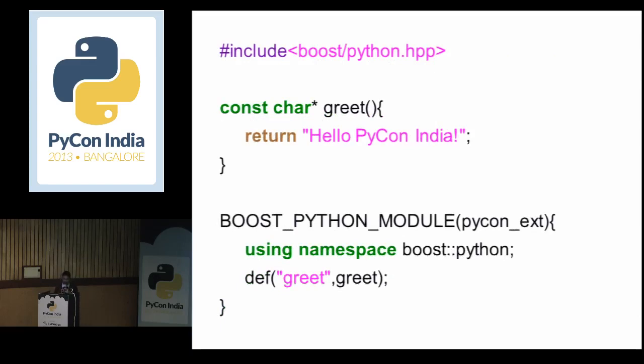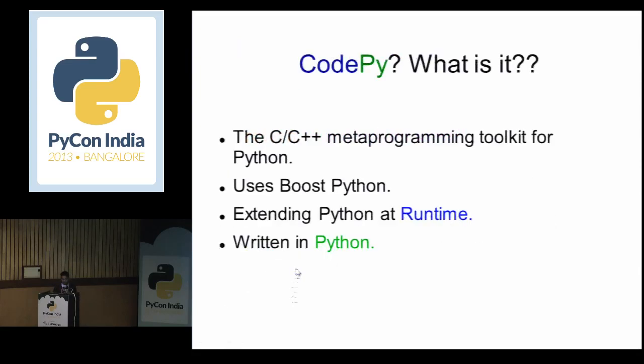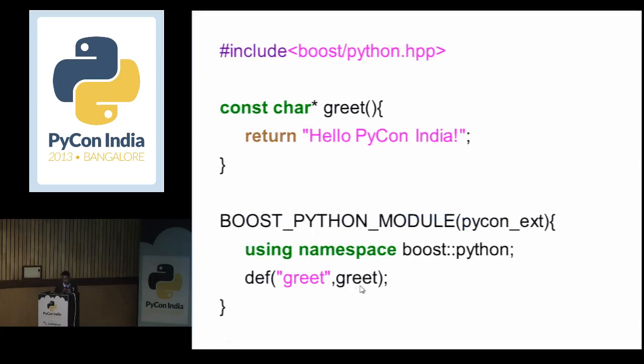What you need to do is you just compile it, build a shared library, and you have to import it to Python. So basically the macro here, Boost Python module, what it does is it initializes the initialization function and method definition functions, and pycon_ext is the name of the extension you will be importing into Python, and greet here is the name of the method you will be using in Python, and greet here is this function. So if you run this one in Python, you will be getting hello PyCon India.